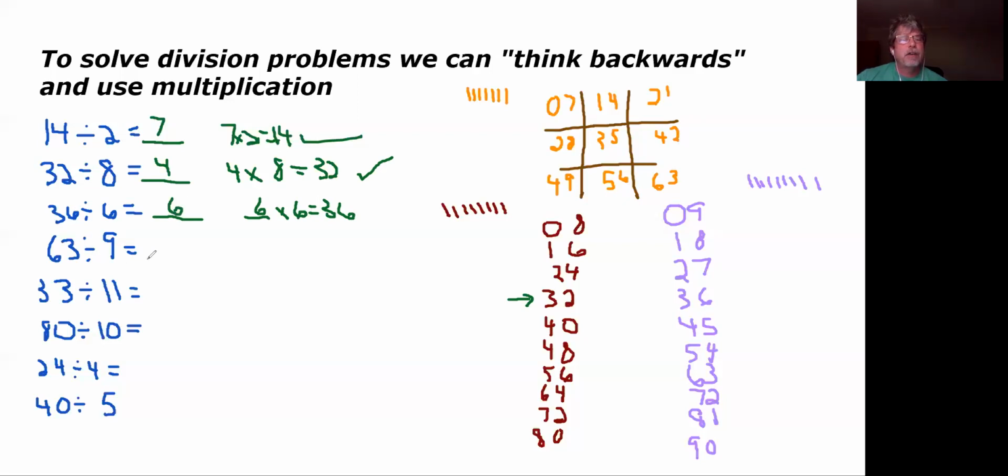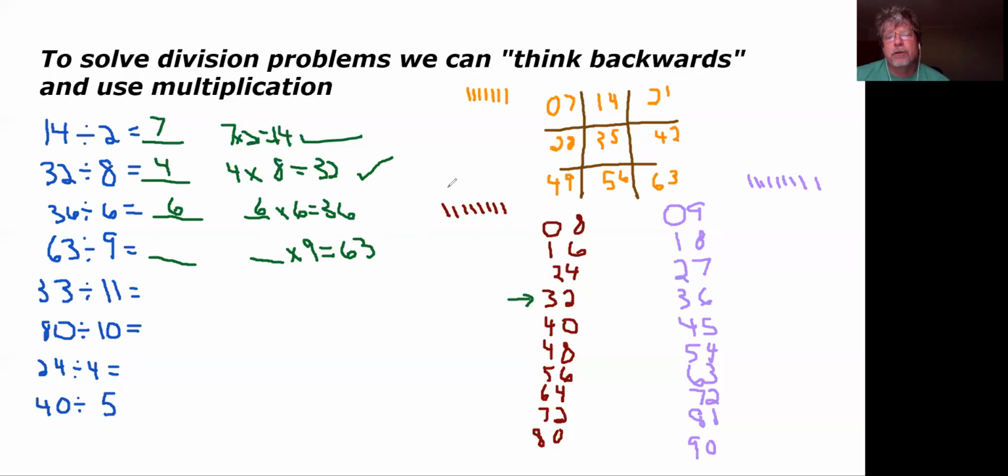63 divided by 9 is going to be what? So again, what we're basically saying is what times 9, or how many 9's does it take to get 63? So that's my thought process. And again, you don't have to necessarily write that down. You can be using that in your head, but that's essentially what I'm thinking, my math reasoning for the problem.